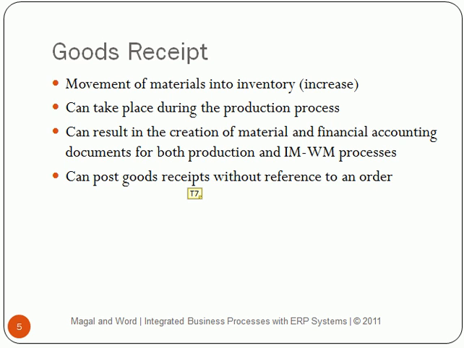Sometimes we may post goods receipt without reference to any order. No production order, no purchase order. And let me tell you how. Sometimes vendors send you material for sampling purposes. It won't reflect on accounting in any way, but it has to reflect on inventory. So there is no purchase order associated with it. It's just that the vendor is sending material for experimentation, to try it out and so on.